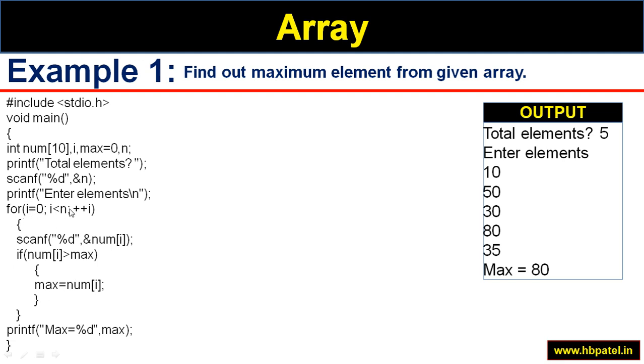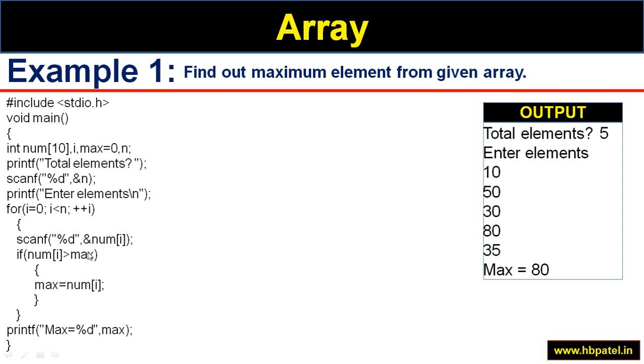i equal to 0, i less than n, means i equal to 0, i equal to 1, i equal to 2, i equal to 3, i equal to 4, and every time I am reading a number, and that number is compared with max. We have already seen this logic in our loop chapter. If the number is greater than the previous value of max, in that case the number will be assigned into max, and this logic will be repeated 5 times.